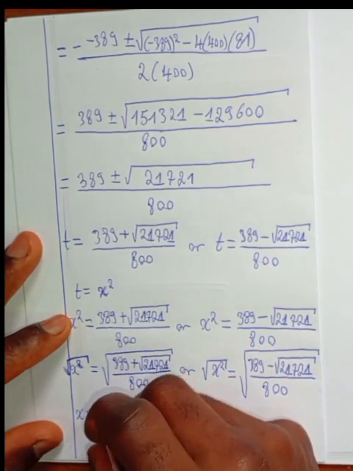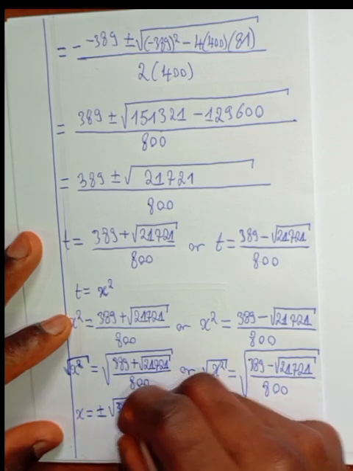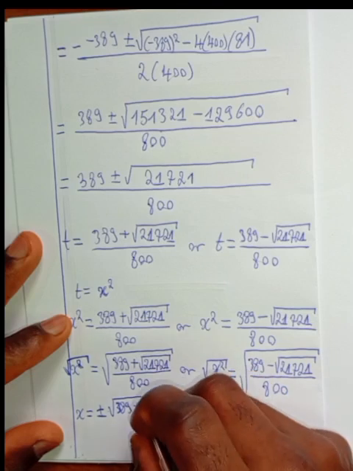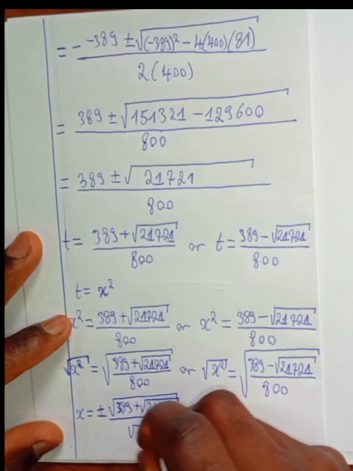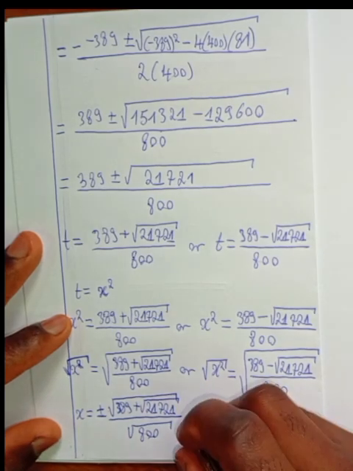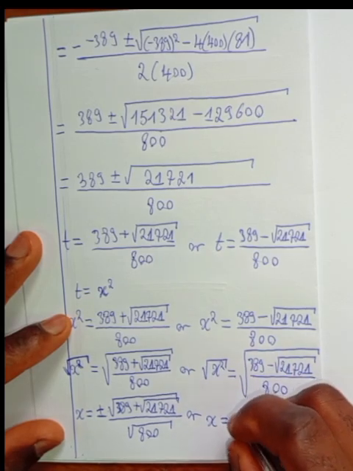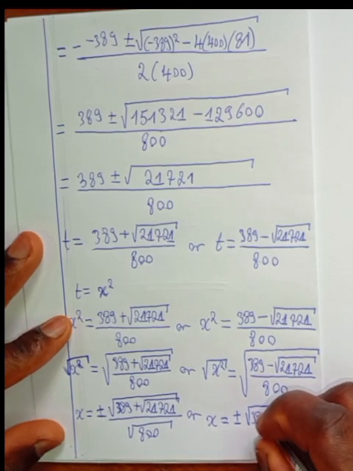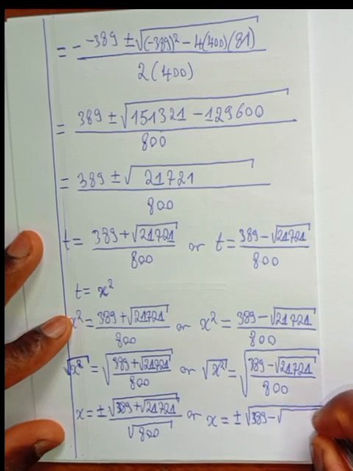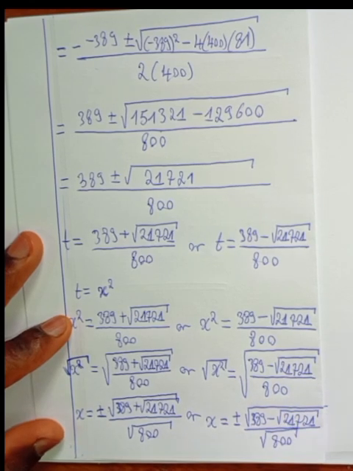We are going to break this fraction. Root of 389 plus the square root of 21,721 all over the square root of 800, or here x will be equal to the same thing, plus or minus sign will appear here, square root of 389 minus root 21,721 all over the square root of 800.